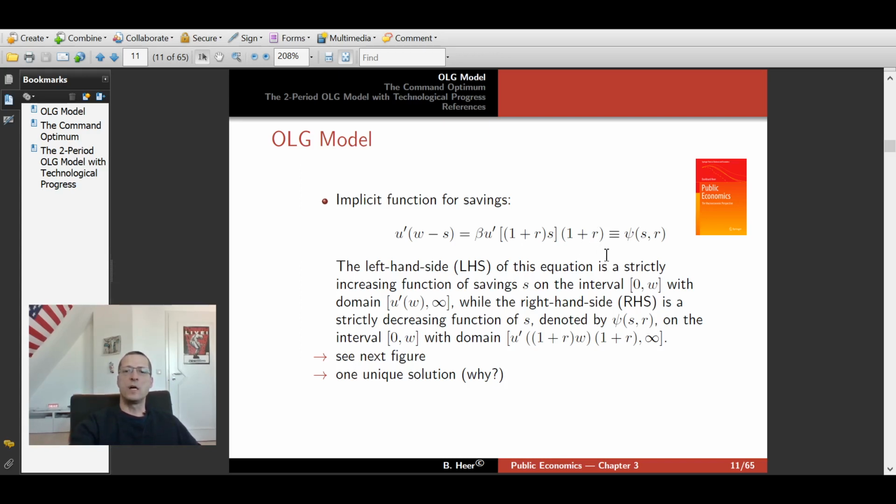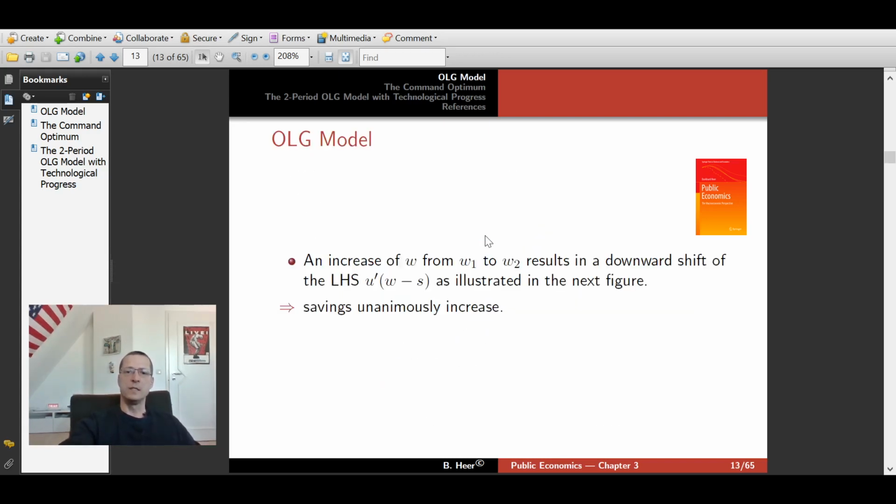Because higher interest rates result in higher consumption next period, ceteris paribus, the right-hand side increases. But on the other hand, higher consumption next period also results in lower marginal utility. So the right-hand side decreases. And we cannot say a priori which effect dominates. In fact, these are the substitution and the income effect here.